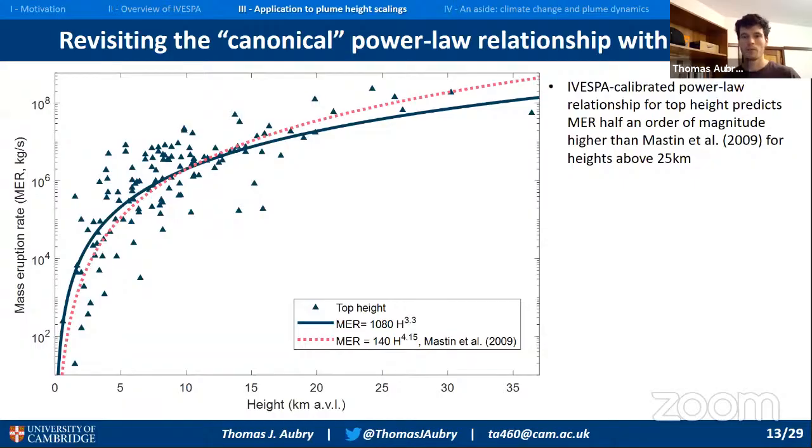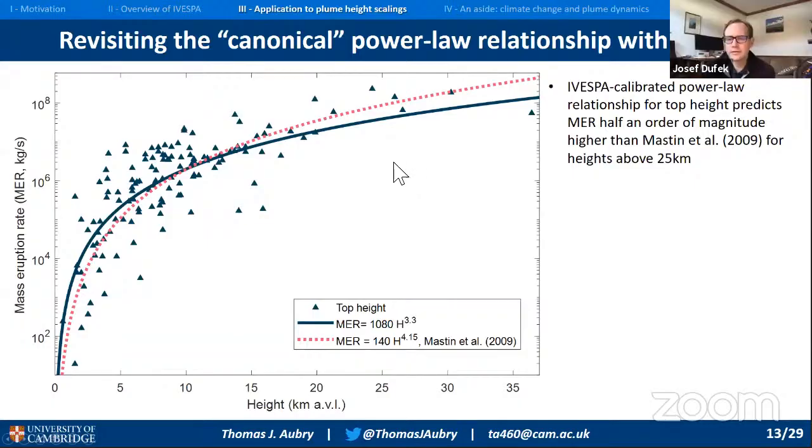So I should mention too that all IVESPA events are linked by eruption number and volcano number to the Smithsonian database. So that's one link that we've facilitated. But I think we can do better in terms of connecting with databases from other communities.